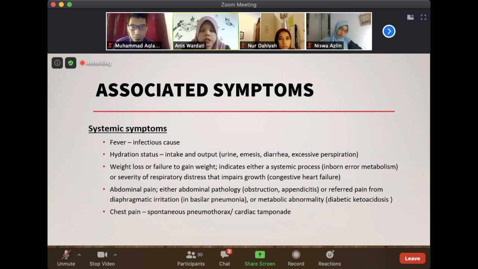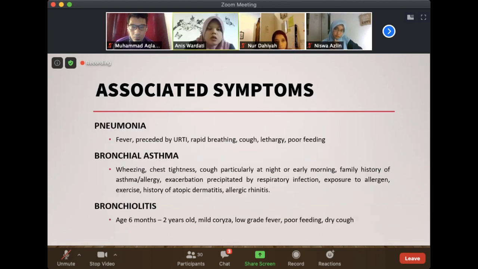For chest pain, you may indicate underlying spontaneous pneumothorax or there is cardiac pneumonia. So that is symptom wise, and this is a group based on the disease.